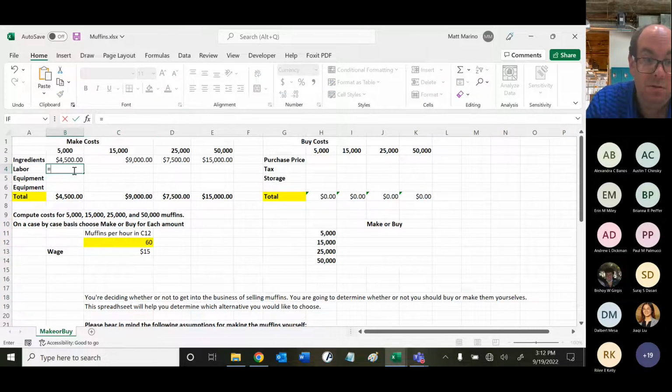Okay. So we'll do C13 and make it an absolute so we can autofill it over. Well, we need to multiply the $15 by something because that's $15 an hour. So what do we multiply it by? Would it be multiplied by the 25,000? The 25,000? I'm not sure.